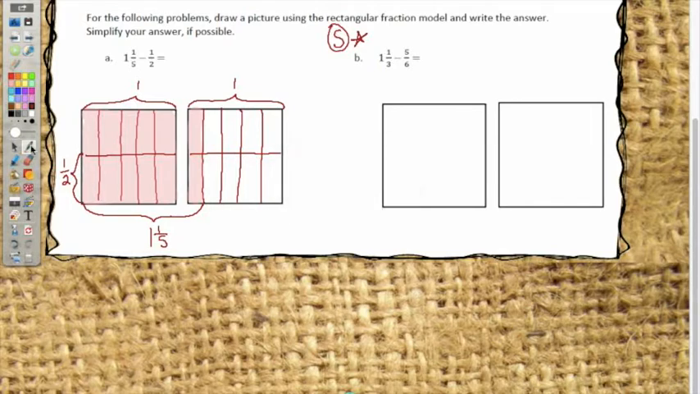So let's take a look at the second one. Okay, so what do I have here? 1 and 1/3. So my denominator is 3. So make sure you draw your lines like this. Okay. And I'm going to bracket 1 and 1/3 and highlight that.